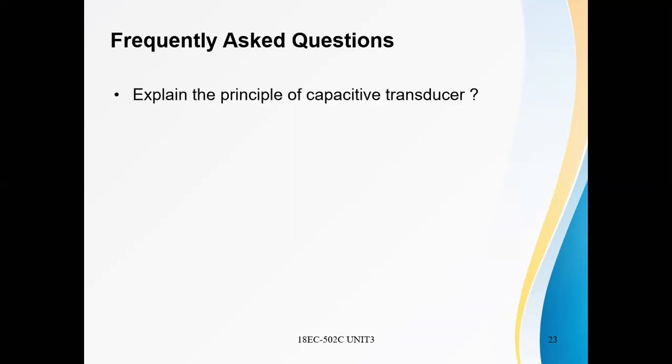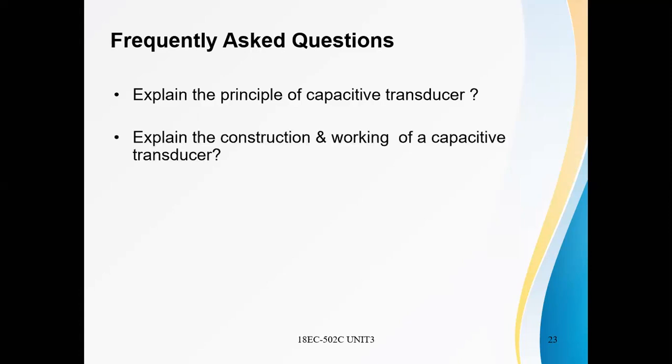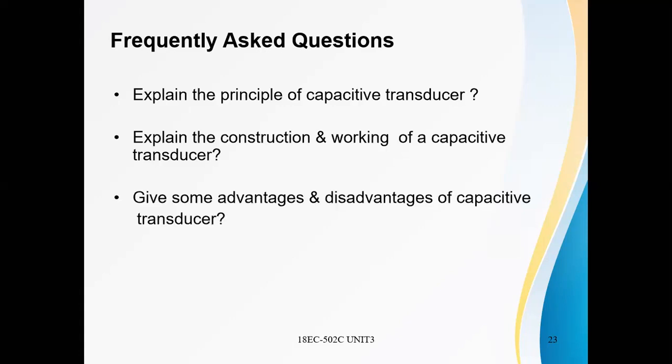And again from the other topics, explain the principle of capacitive transducer. What is the principle applied in the capacitive transducer? That is based on the capacitance formula C equals epsilon A by D. By varying one of the parameters, the capacitance can be varied. And the construction and working of a capacitive transducer. List some advantages and disadvantages of capacitive transducer. List the applications of capacitive transducer. We also discussed the strain gauge, foil strain gauge, and the semiconductor strain gauge transducers.